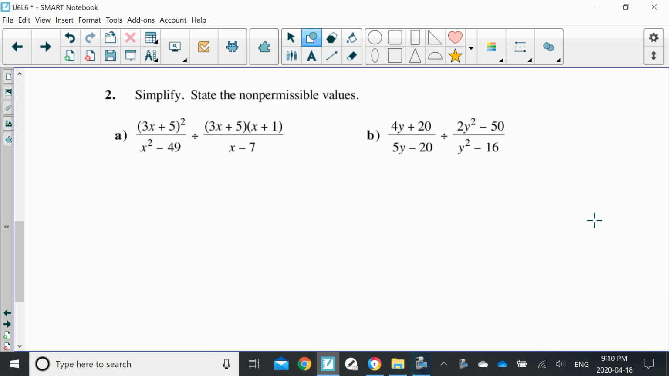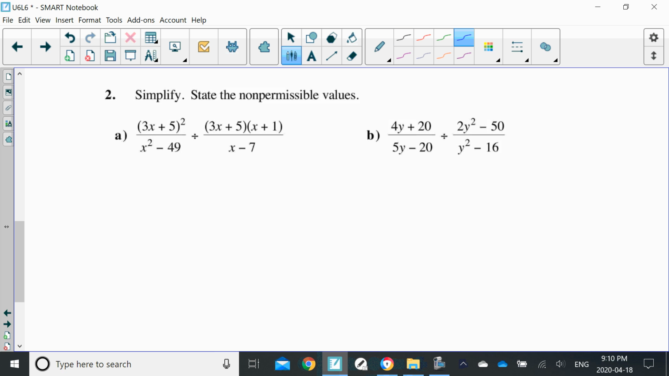Okay, let's look at question 2b from lesson 6. This is a good question for division that shows how to simplify, and I'll go through how to simplify and how to state the non-permissible values. What we do in division, just like in multiplication, is we want to have everything factored. So from my numerator, I need to factor out a 4. That's going to be a GCF of 4.